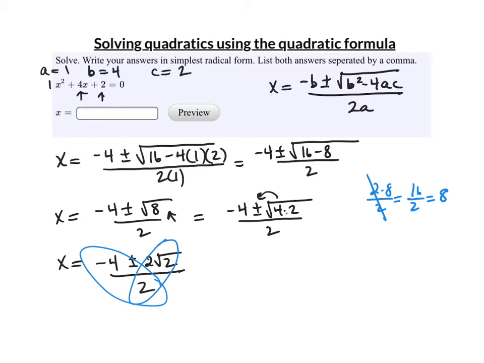So we can simplify this. Divide them both by 2. It's negative 2 plus or minus root 2. And then for WAMAP, we're going to split up the answers. We're going to say one of them is negative 2 plus root 2. And the other answer is negative 2 minus root 2.